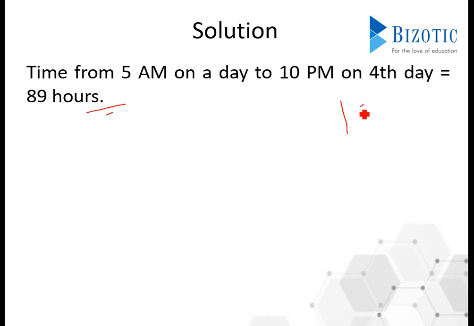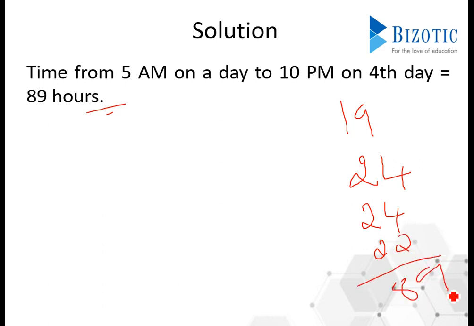So the remaining is 19 hours. And then the second day is 24 hours, the third day is 24 hours, and on the fourth day it's 10 p.m., so there are still 2 hours remaining, so it should be 22. If you add all of them, you'll get 89 hours. And if you do this, you're half done with the problem.